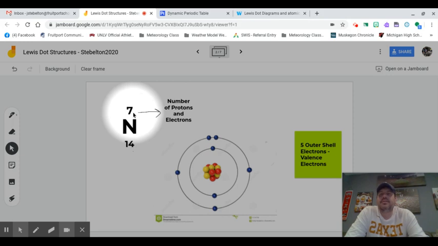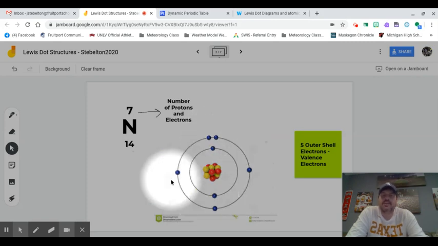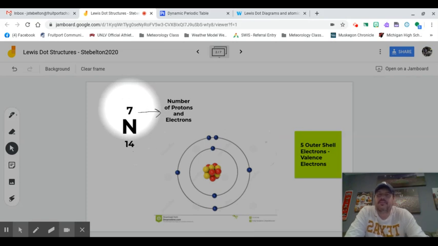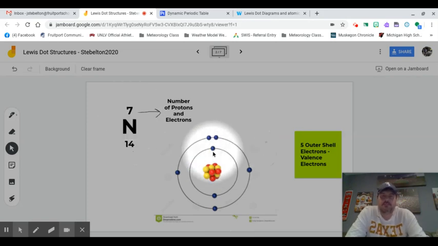When we do the Lewis dots, it's sort of like a Bohr model of the atom like we did first semester, except we're only putting the dots down for the electrons that are in the outer shell. So if you look at this Bohr model right here, nitrogen again has 7 electrons. According to the Niels Bohr model, 2 electrons would go into the first energy level, and the first energy level is the one closest to the nucleus.